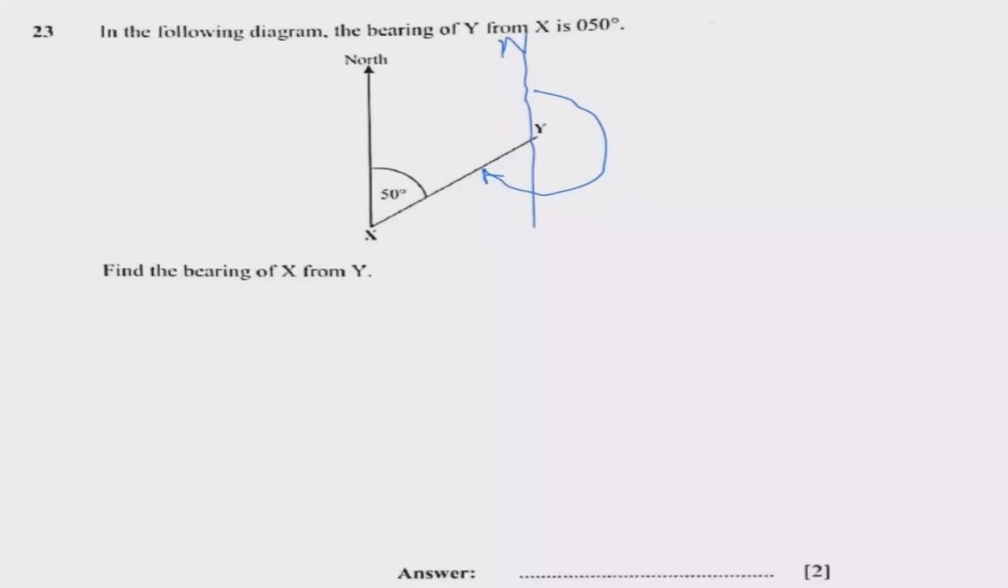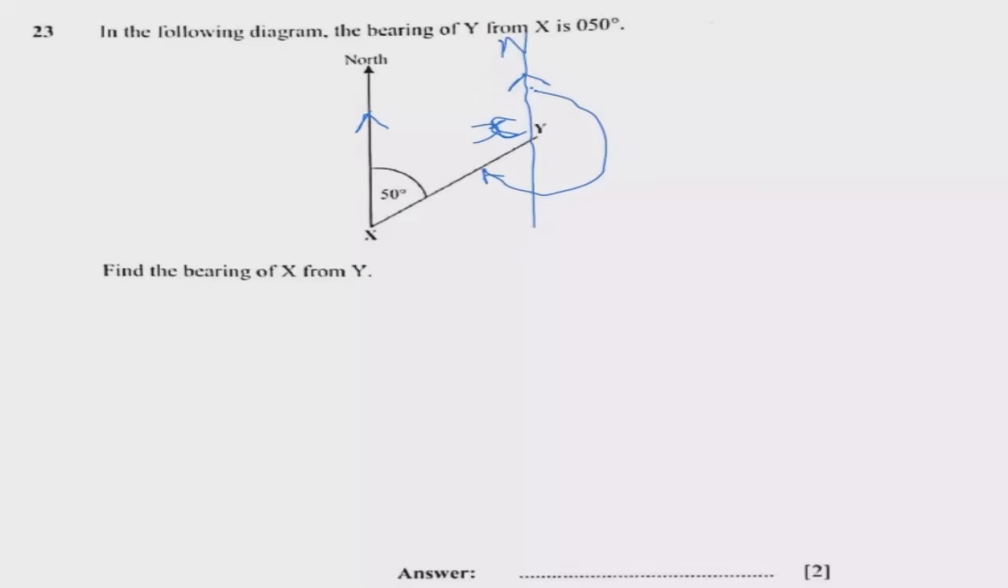Okay, so to find the bearing of x from y, we can use two methods that can give us the correct answer. For the first method, we use the property that angles at a point add up to 360 degrees, or a complete turn is equal to 360 degrees. So what we can do now is call this angle x. Then we consider these two north lines as parallel lines.